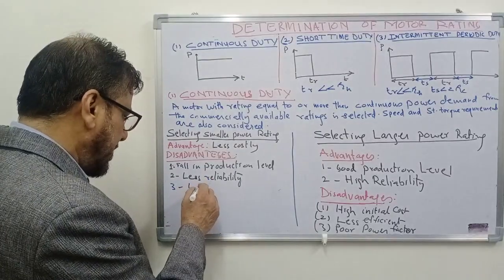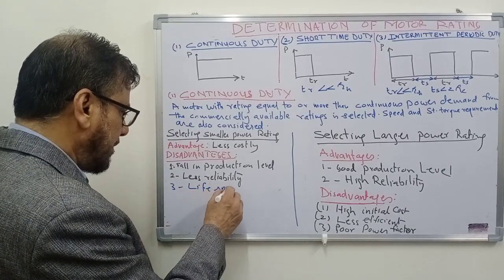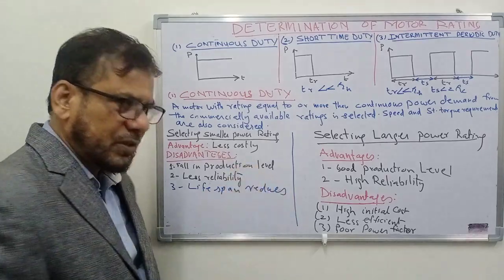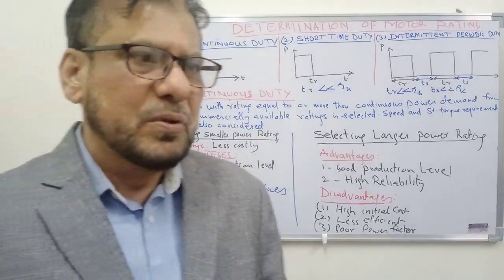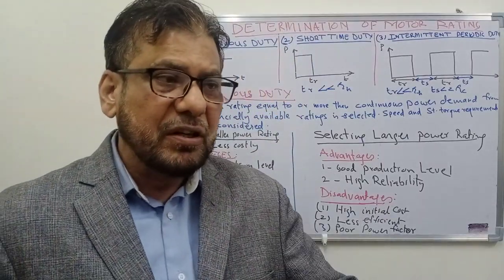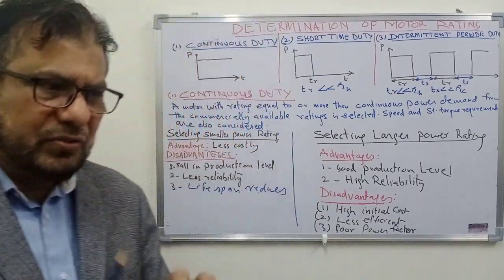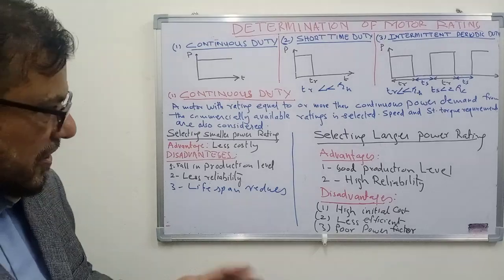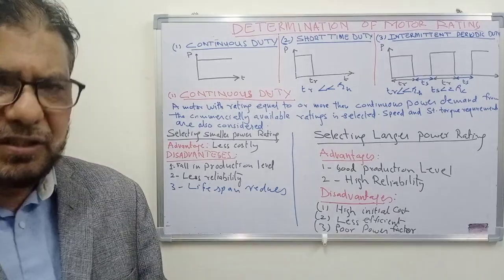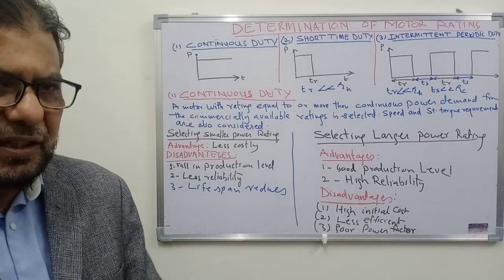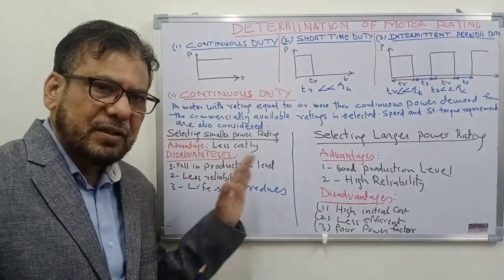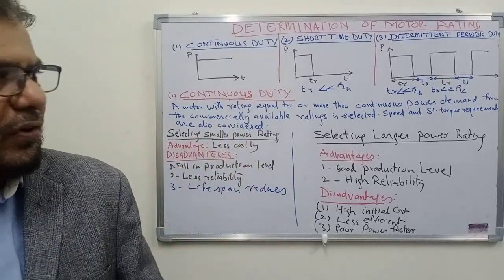So lifespan will also reduce. The motor which you expected to last for 10 years may last in say 5 years. Because of continuous overheating, the insulations and the windings will burn out earlier. It will be damaged, and the motor will have to be discarded earlier than the expected life of the motor. So this is the case when you select a motor of a smaller power rating.